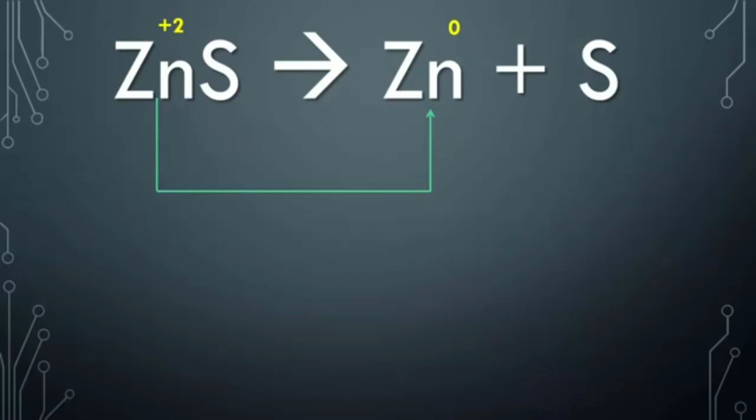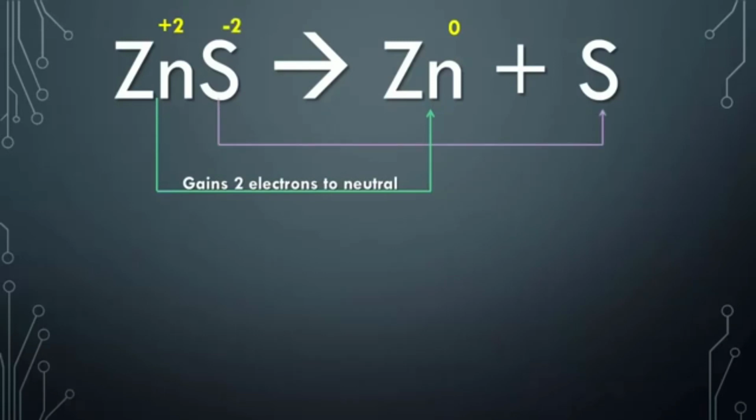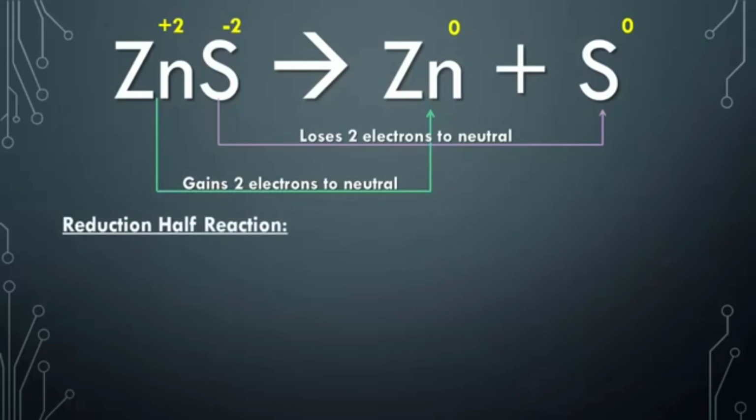So what we notice is, as zinc's oxidation number decreases, we must be gaining 2 electrons. And while sulfur's oxidation number is increasing, this must occur because we are losing 2 negative electrons. So in the reduction half reaction, we're only going to represent the gain of electrons, so we're only going to show the reaction involving zinc.